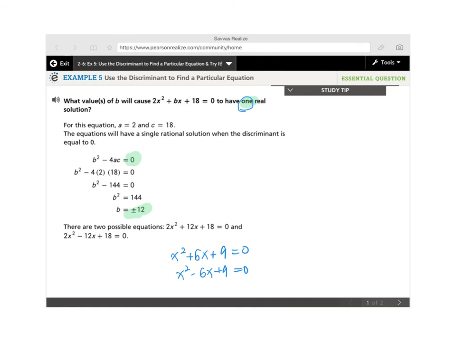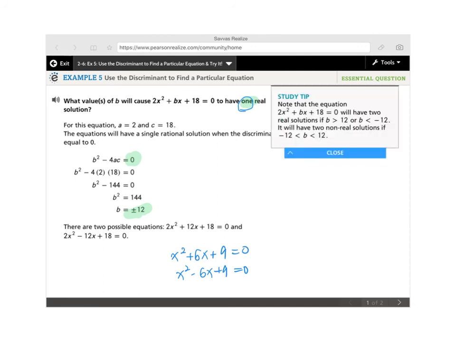Okay? And just do a quick check of the study tip. It says that note that this equation will have two real solutions if b is greater than 12 or b is less than negative 12. It will have two non-real solutions if b is between negative 12 and 12. So that's actually a really good reminder. We didn't really talk about it. Take a minute to think about why that is the case.